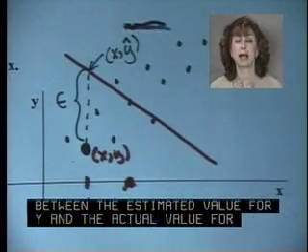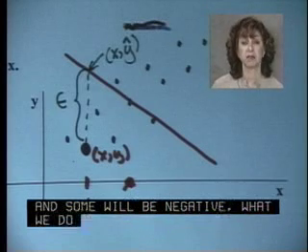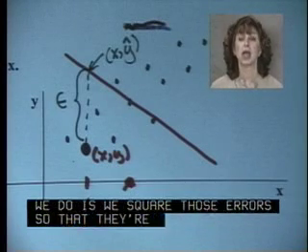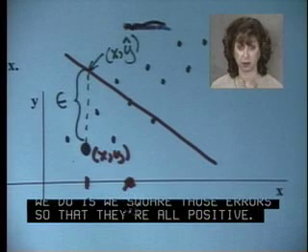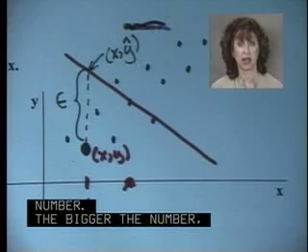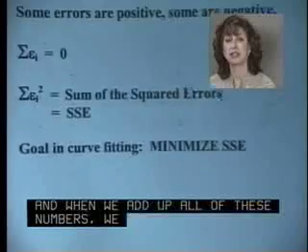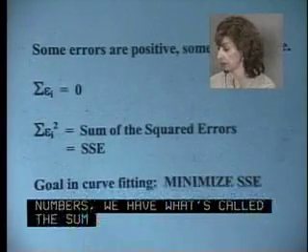And since some will be positive and some will be negative, what we do is we square those errors so that they're all positive. And then we have a positive number. The bigger the number, the worse fit the line is. And when we add up all these numbers, we have what's called the sum of the squared errors.